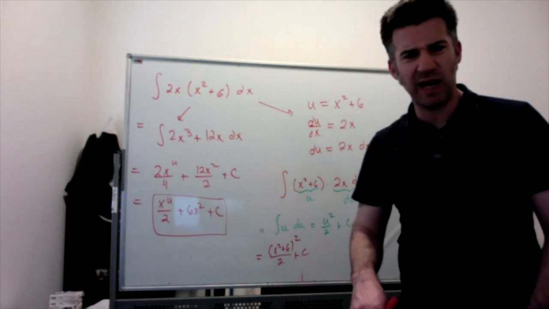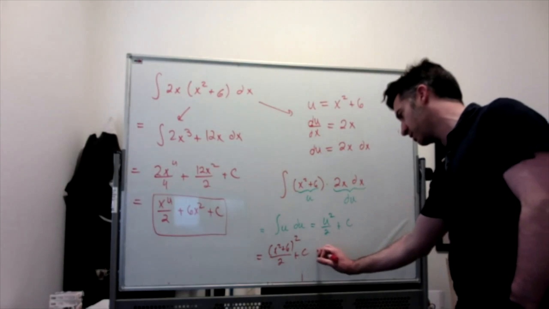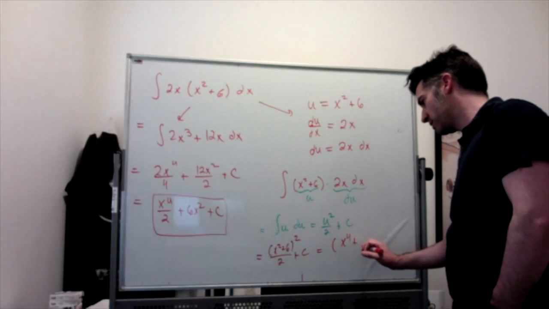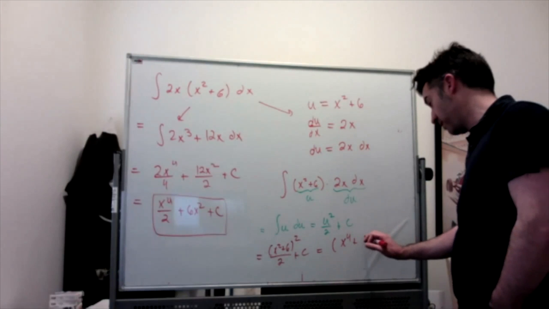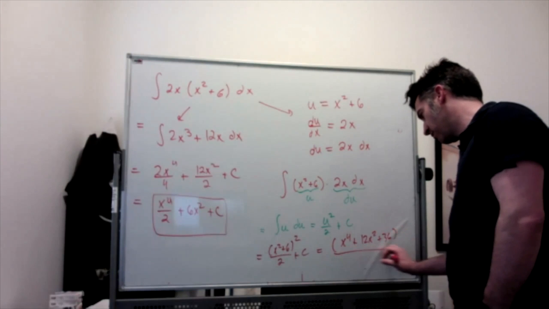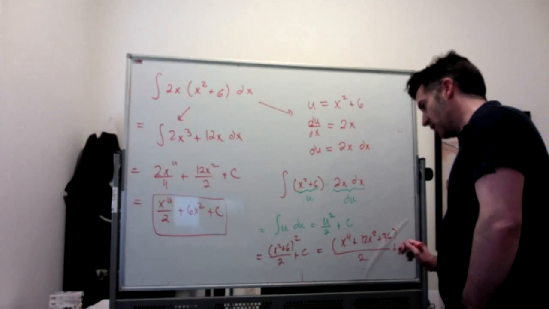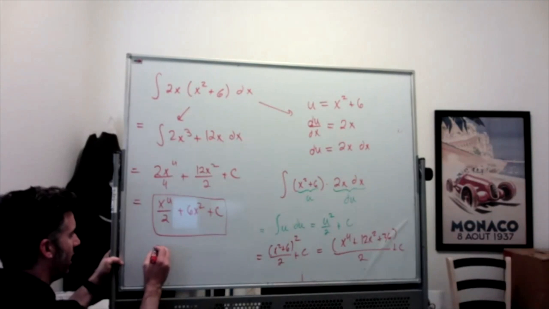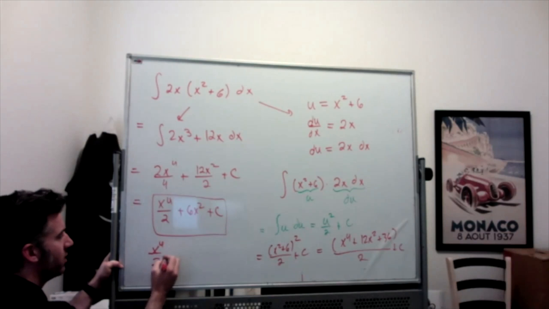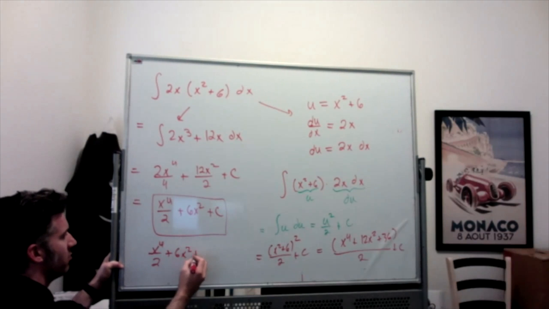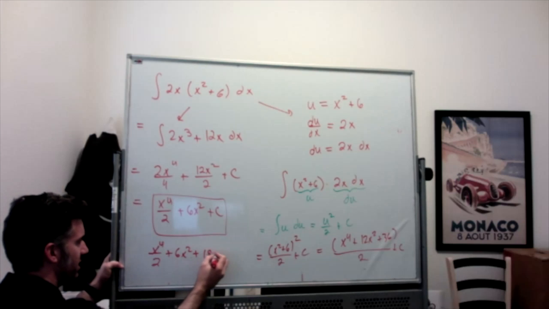Are those the same? I don't know. Let's check it out. If you multiply (x squared plus 6) squared, you get x to the 4th plus 6x squared plus 6x squared is 12x squared plus 36, all divided by 2, plus c. And then we simplify that a little bit further, dividing each thing by 2, you get x to the 4th over 2 plus 12x squared over 2 is 6x squared plus 36 over 2 is 18 plus c.